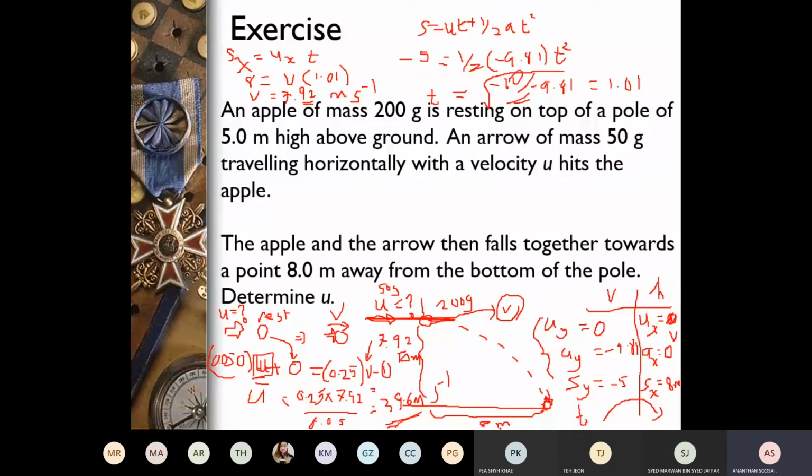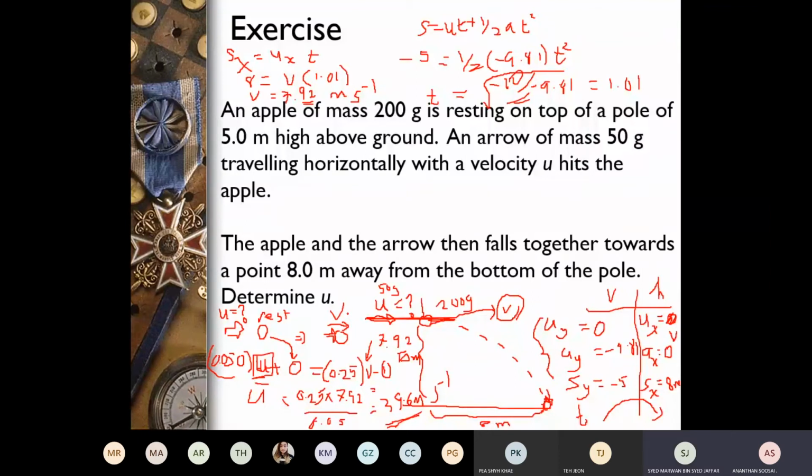Okay, class, any problem? So that means the answer is 39.6 meter per second, U. You get the U of the stone before collision. You have the U of the arrow before collision. That's the question. UX is the velocity of both systems together. After the arrow collides with the apple, the arrow and apple move down together, right?